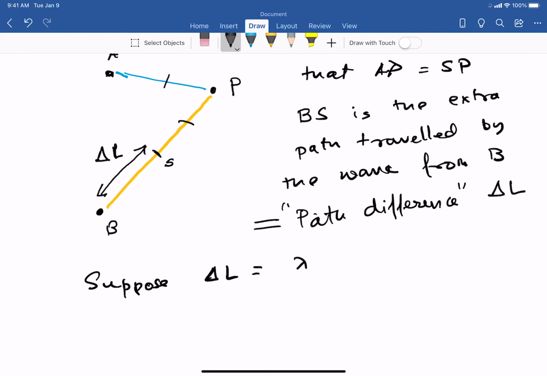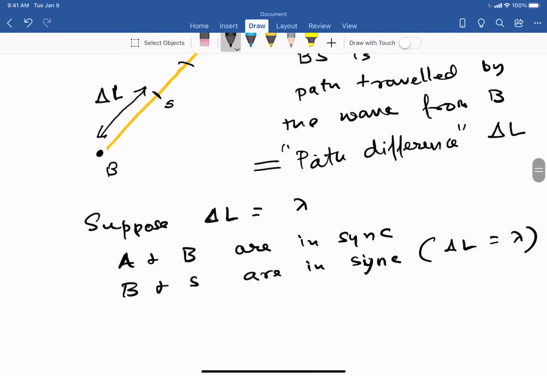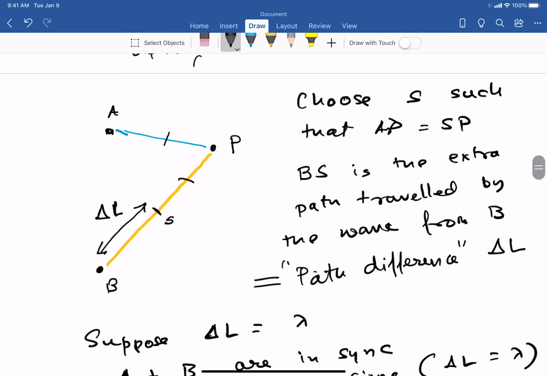So we know that A and B are in sync. We know that B and S are in sync because of the path difference, because we have chosen delta L to be lambda. And so that implies that A and S are in sync, right? A and B are in sync, B and S are in sync, so A and S must be in sync.